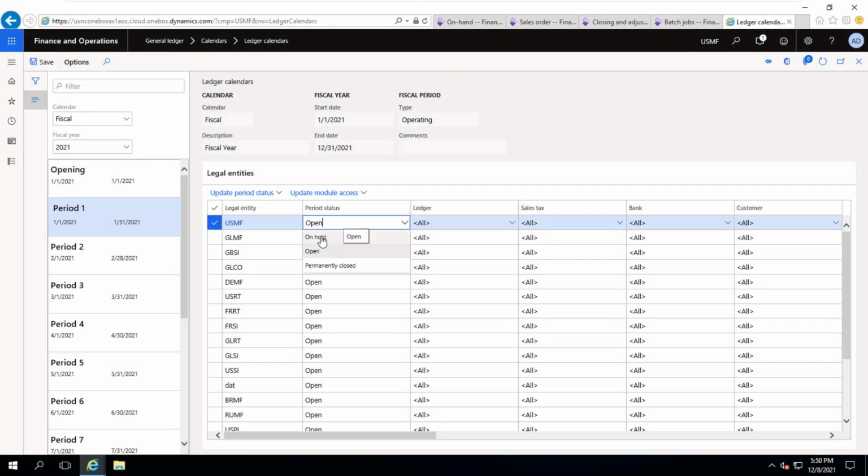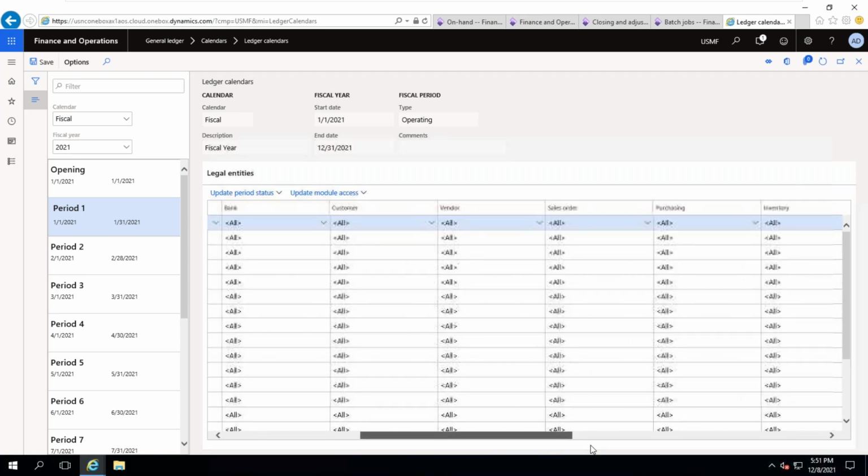Open. On hold means temporary closing. So you can move from open to on hold to open a lot. But if you do permanently closed, you cannot open. So this condition is applicable even for inventory closing also, right? Even if we open the period, we can again do the inventory closing on top of that, right?